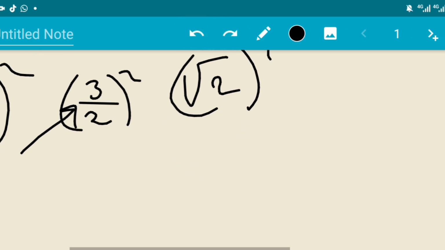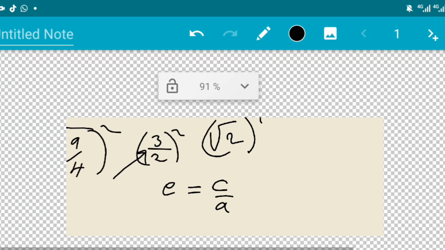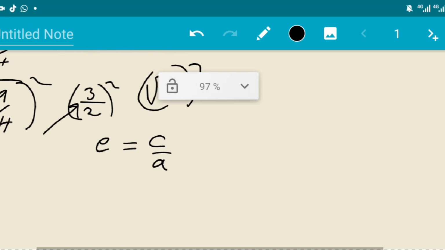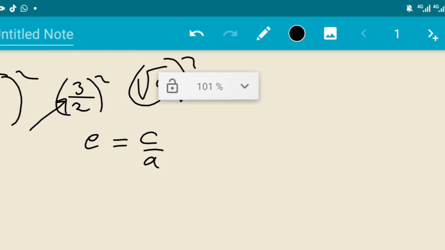So the eccentricity, as discussed, is c over a. Do we know what our c is? Let's see. No, we don't. So we need to find our c, and then we divide it by our a, which is 3 over 2. Okay, how else can the c be found?